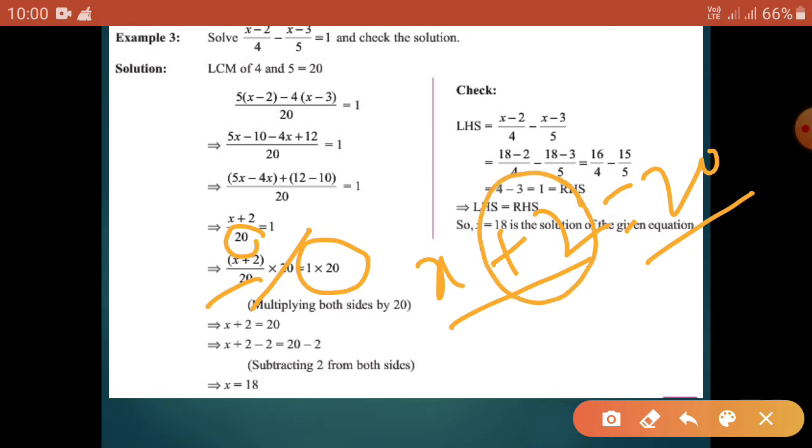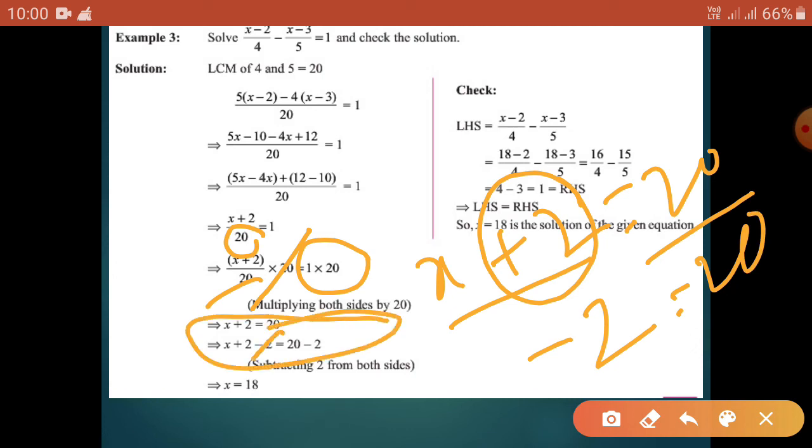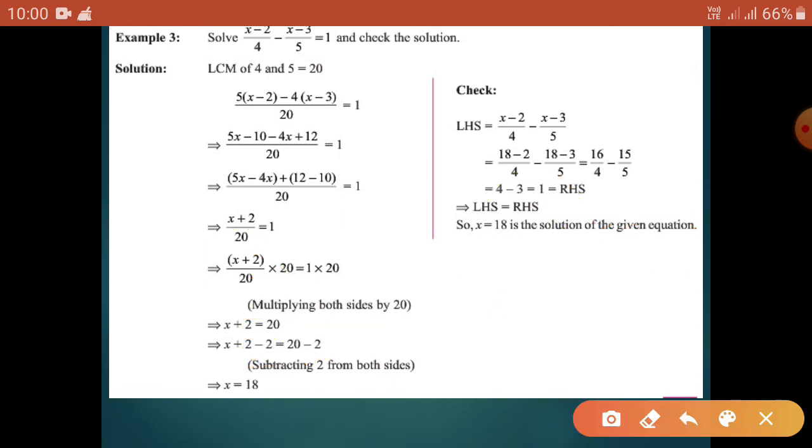How to balance this? We have to subtract this value using minus 2 on both sides. So then we will have minus 2 plus 2 gives 0, x is equal to 18. Okay, so we are getting the value x is equal to 18.